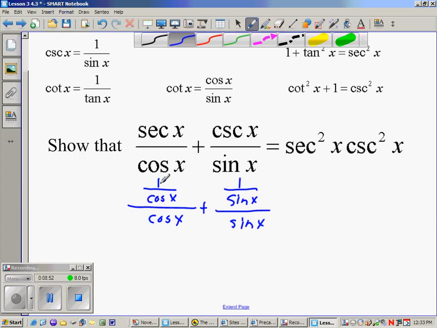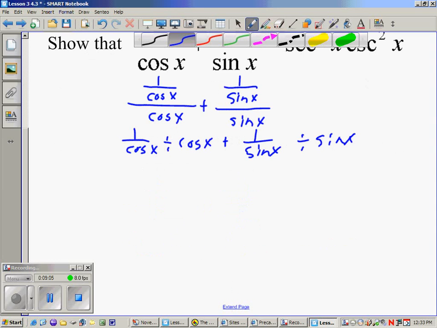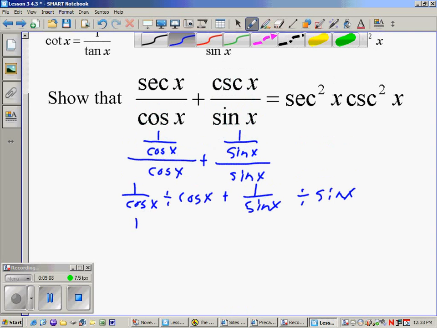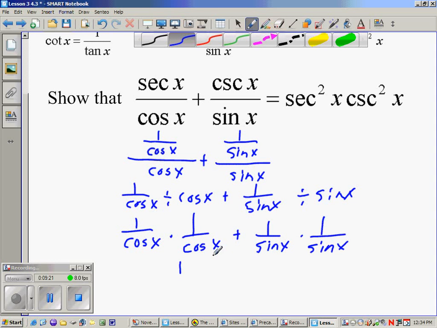So now if we simplify this, this would be 1 over cosine x divided by cosine. And over here we have 1 over sine x divided by sine x. Now, when we're dividing, we're multiplying by the reciprocal, so that's 1 over cosine x times 1 over cosine x plus 1 over sine x times 1 over sine x. So 1 times 1 is 1. Cosine times cosine is cosine squared. 1 times 1 is 1. Sine times sine is sine squared.